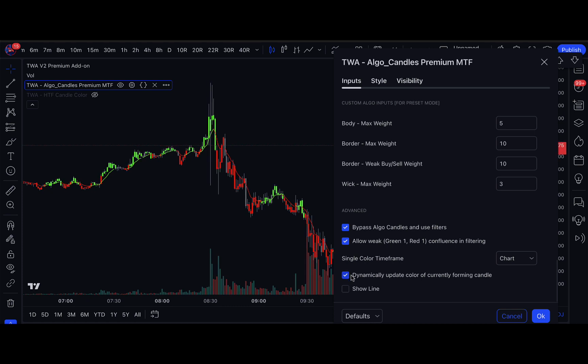Just turn that off. So if you only want to see the color once the candle closes, then turn this off. If you're okay seeing the color before the candle closes, leave it on. All right, next thing.